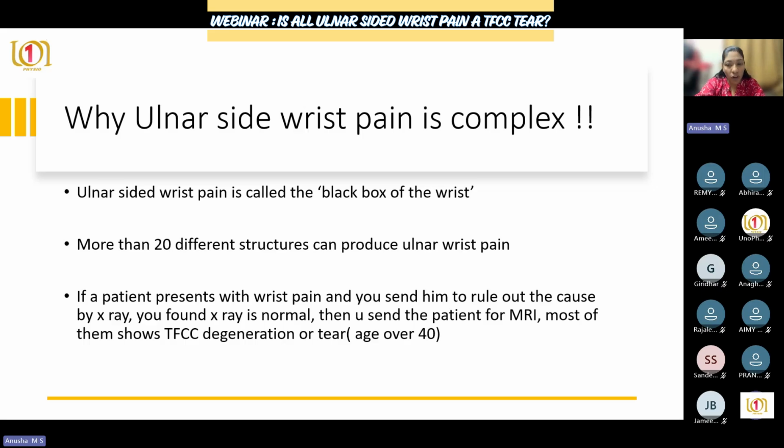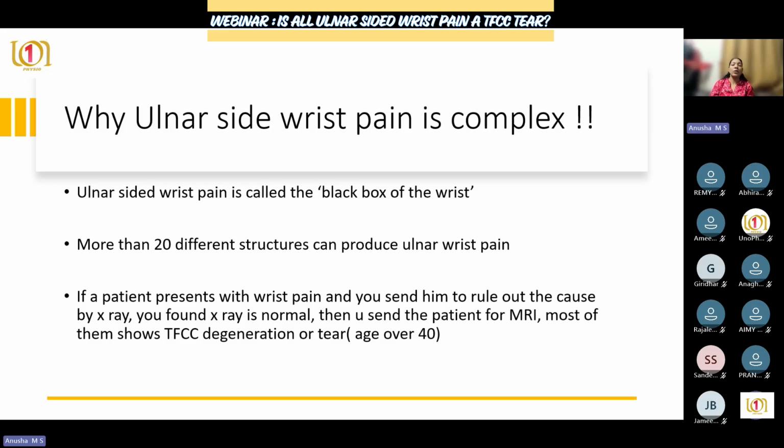Here we are focusing on how we can practically develop a diagnostic framework which you can apply in your daily clinical practice in cases of ulnar wrist pain. So that is our target today.